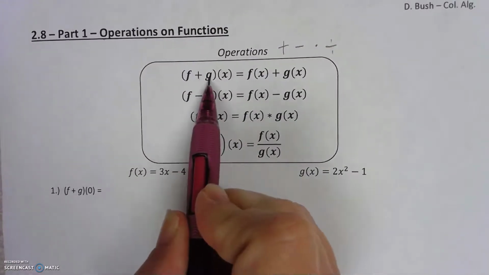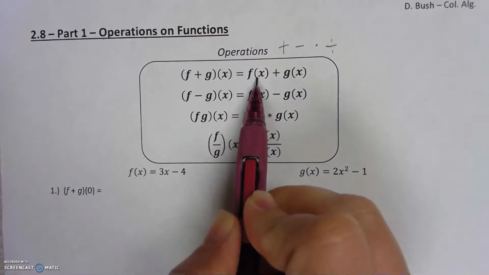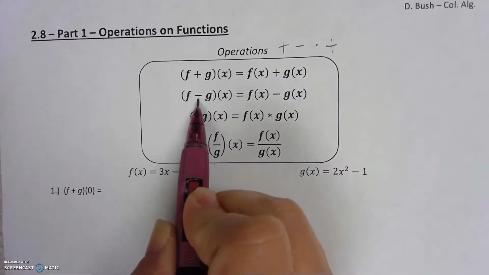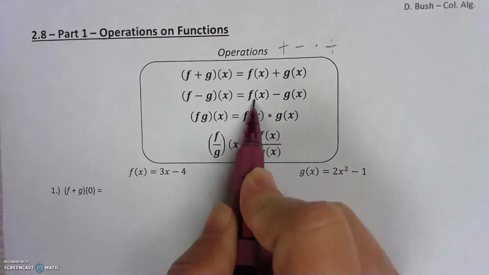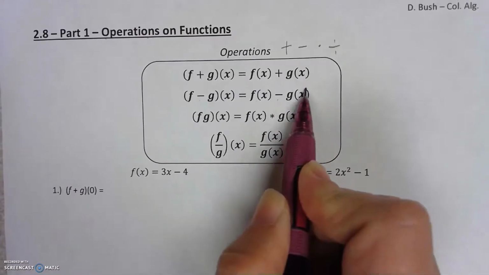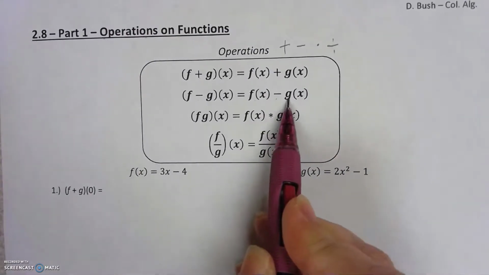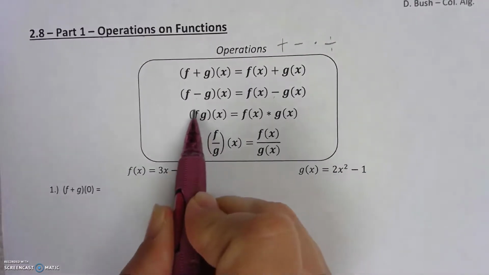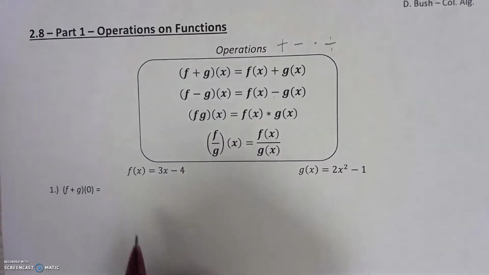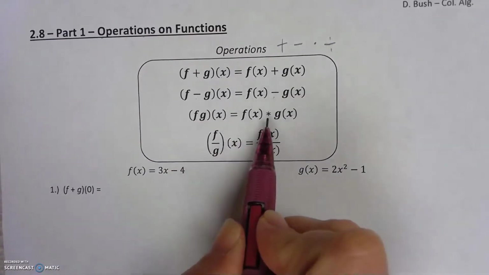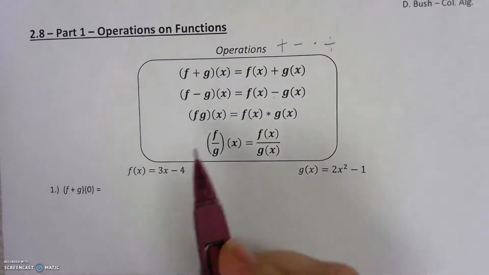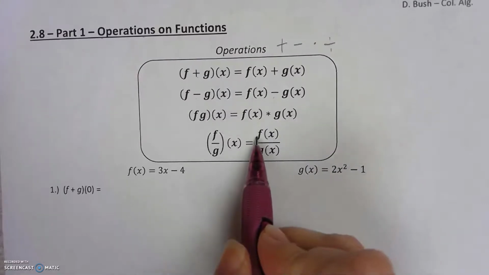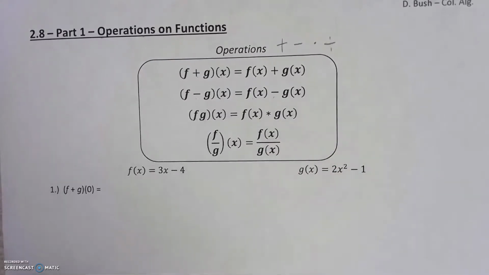Anytime you see f plus g of x, what that means is to take f of x, the function, and add to it the function g. Anytime you see f minus g of x, that means to take the function f and subtract from it the entire function g. So you're subtracting everything that's in g. Anytime you see fg, there's no operator visible. We always understand that to be multiplication. That means to take the function f and multiply it times the function g. Anytime you see f over g or f divided by g of x, that means to take the function f of x and divide it by g of x.